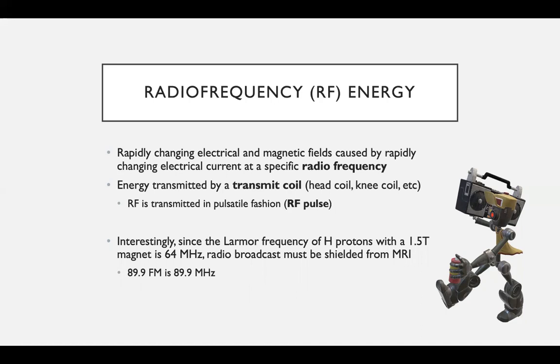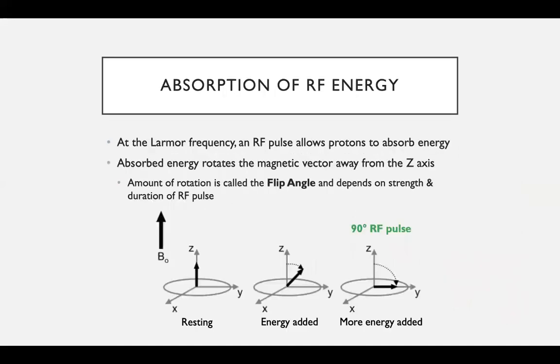So just an interesting side note: the Larmor frequency of most hydrogen protons with a 1.5 Tesla magnet, like we saw, was 64 megahertz, and the radio broadcast of 89.9 FM is 89.9 megahertz. So all radio waves should be shielded from MRI magnets. So at the Larmor frequency, an RF pulse allows protons to absorb this energy.